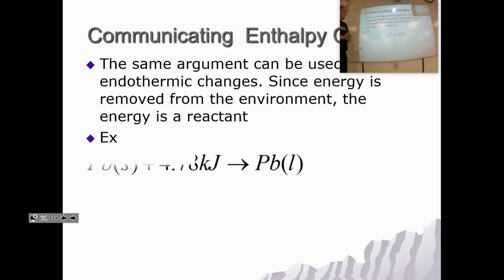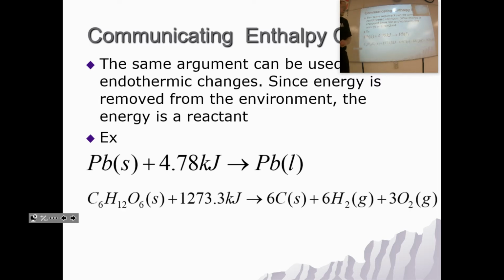And then endothermic, here, we have to add energy to melt solid lead to become liquid lead. It requires 4.78 kilojoules to melt 1 mole of solid lead to become liquid lead. You have to add that, otherwise it doesn't happen.